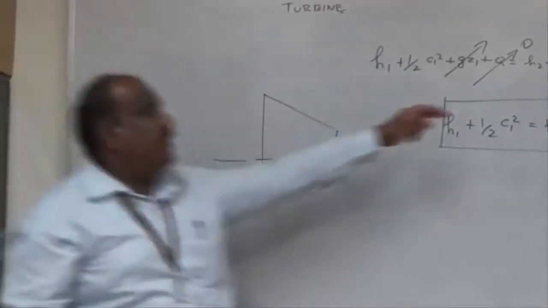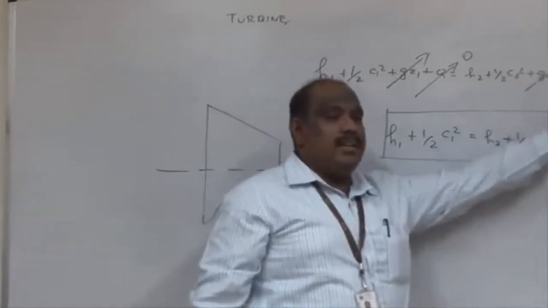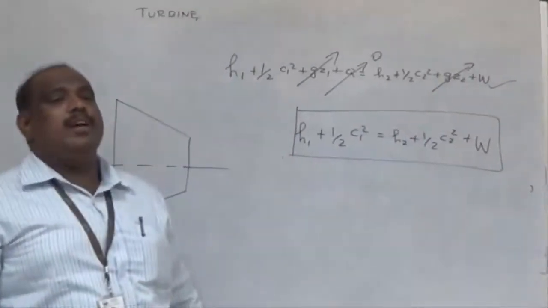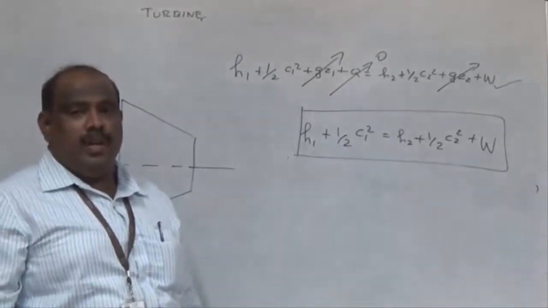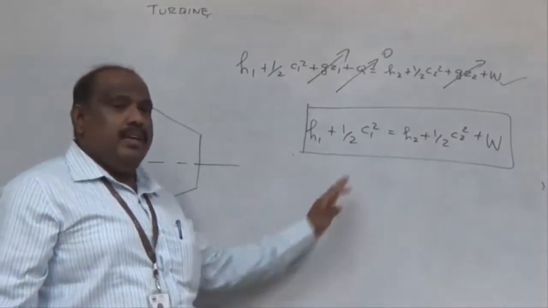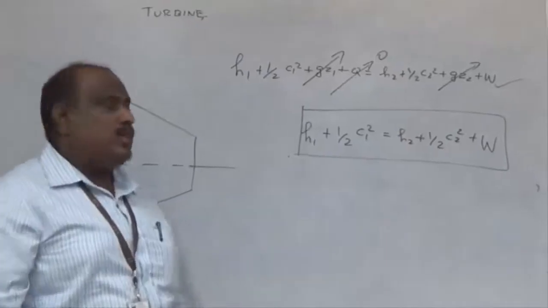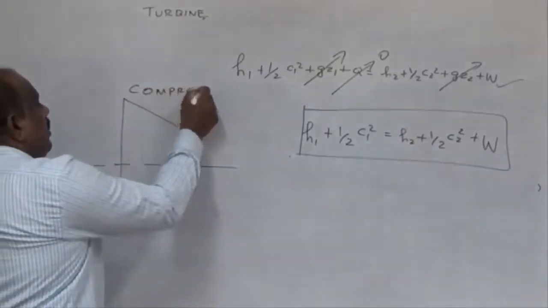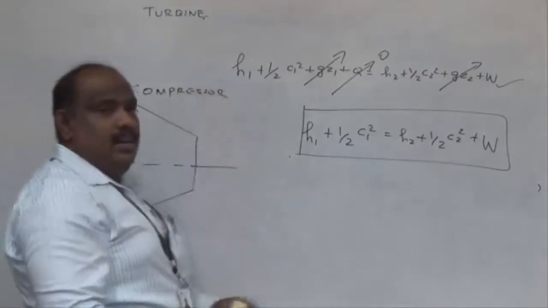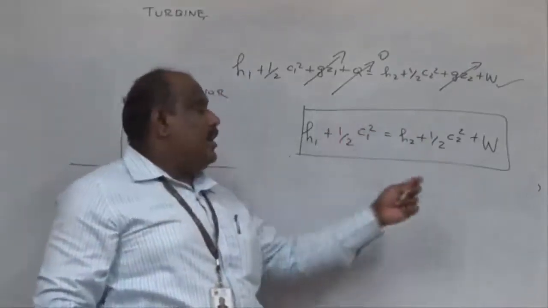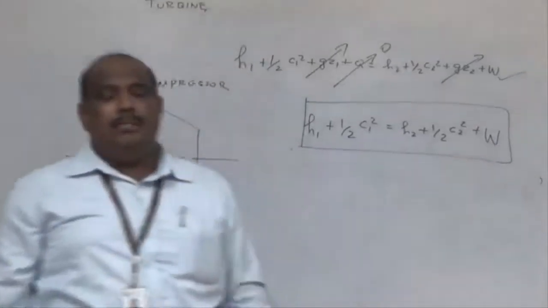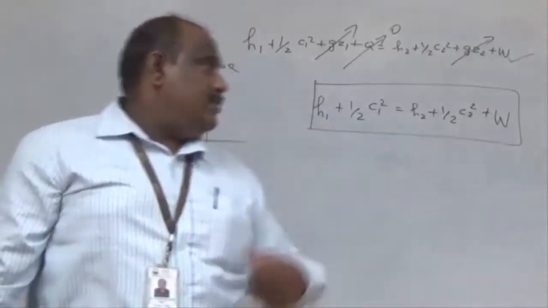So what will be W in case of compressor? Negative, but W will be there. What about Q? We assume Q equal to 0. So what is the expression? The same expression. But when you substitute the values, you will find that W will be negative, which means the compressor is a power absorbing device or work absorbing device.